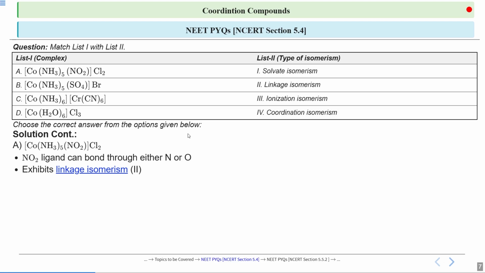So here also in this complex we have a ligand which is binding through different atoms to our central metal atom, that is cobalt here. So NO2 can bind through either nitrogen or oxygen, so this complex is exhibiting linkage isomerism. So A is connecting with the second one.